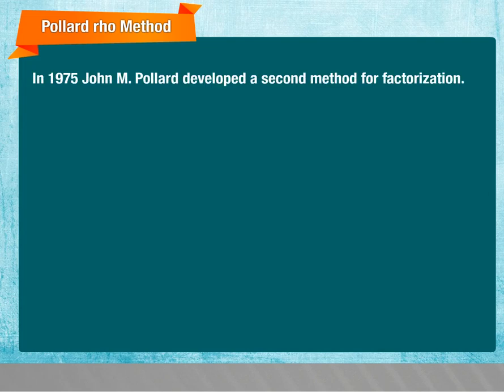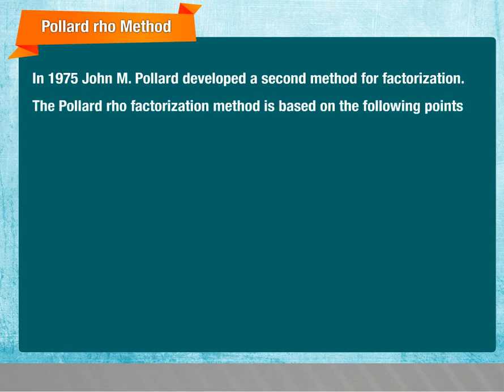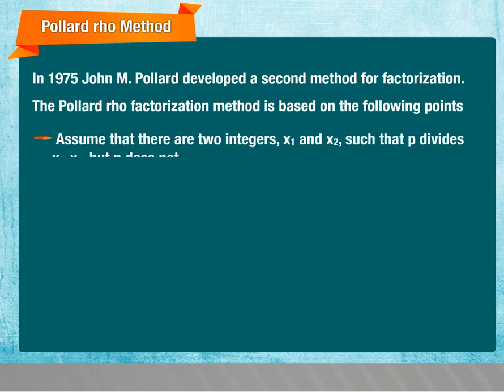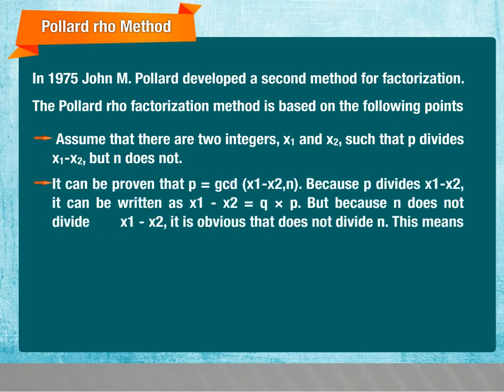In 1975, John M. Pollard developed a second method for factorization. The Pollard rho factorization method is based on the following points. Assume that there are two integers, x1 and x2, such that p divides x1 minus x2 but n does not. It can be proven that p is equal to GCD of x1 minus x2, n.